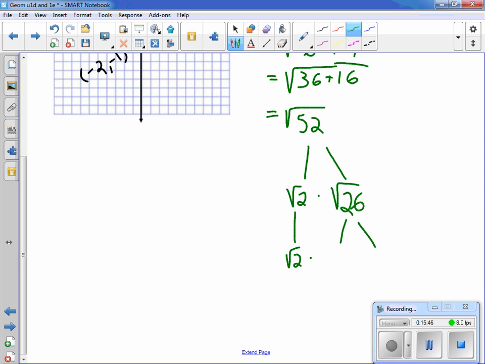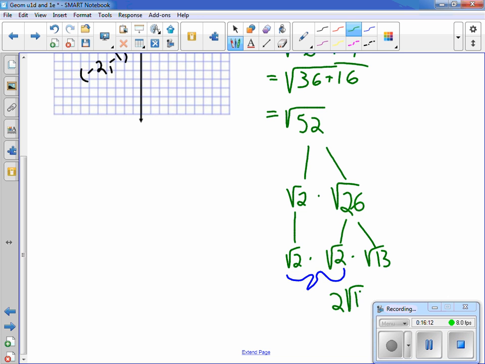Now I know I can't go any further because I know that 13 is a prime number. Its only factors are 1 and 13, so I can't break this down any further. But like we talked about, I have 2 the same number under a square root, so that's going to come out just as a normal 2. And so my answer is going to be 2 square root of 13. Okay, so that's my first one.